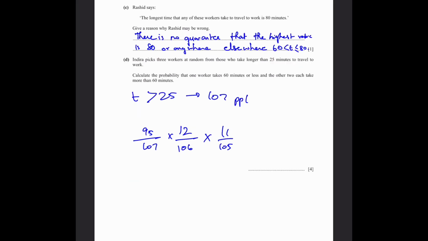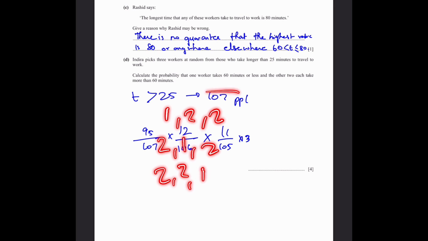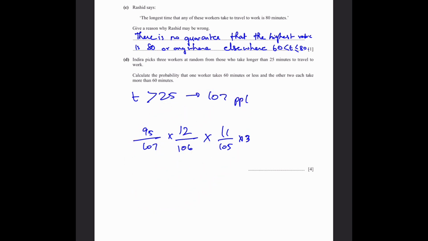And of course, we have to multiply this by 3, because we have 3 different orders in which we can get these people. So let's say we label the people that take more than 60 minutes with the number 2, and we label the person who takes 60 minutes or less as number 1. How many ways are there to order these 1 and 2s? There's 1, 2, 2, 2, 1, 2, and 2, 2, 1. So there are 3 ways to order them. That's why we multiply by 3 for the 3 different orders in which they could be chosen.